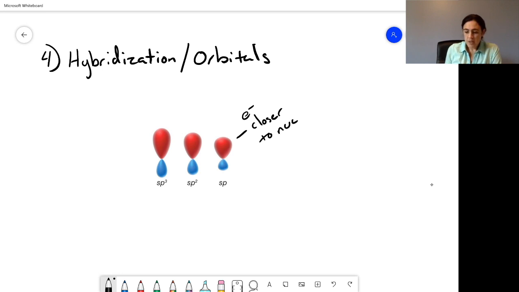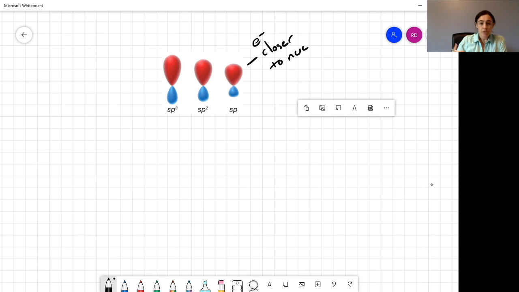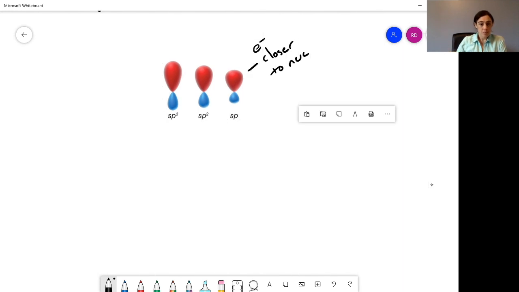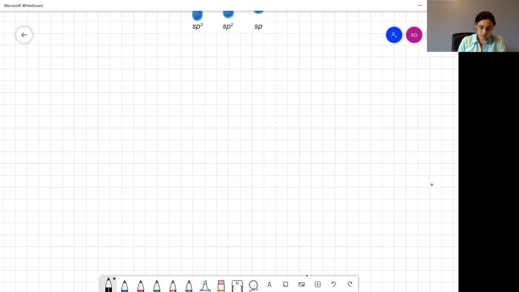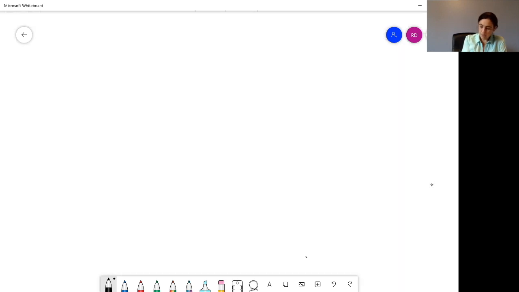Which means that they are going to interact more closely with the positive charges of the nucleus and therefore be slightly more stabilized, right? Keeping in mind that the nucleus is positively charged. So this allows us to stabilize negative charges in sp orbitals more than in sp3 orbitals. Okay, so let's take a look at an example of this.